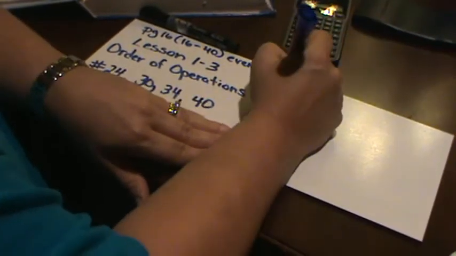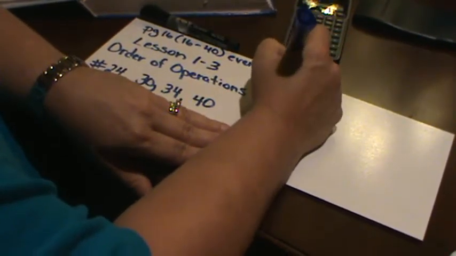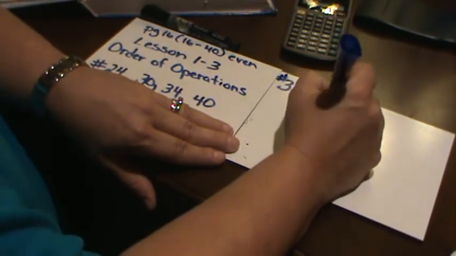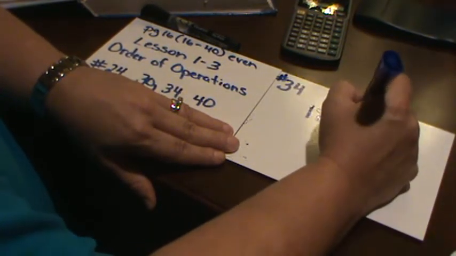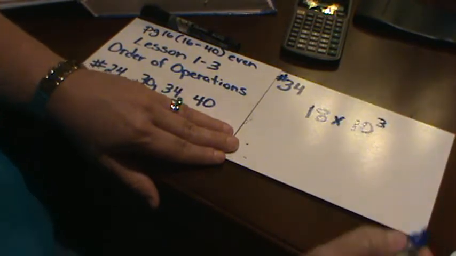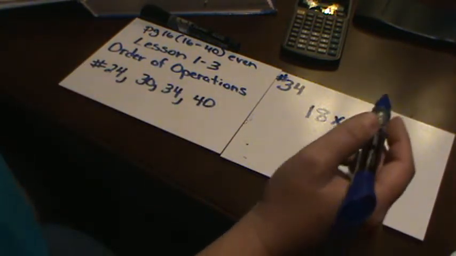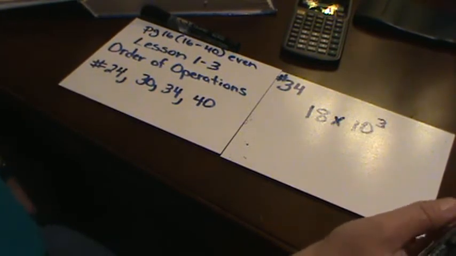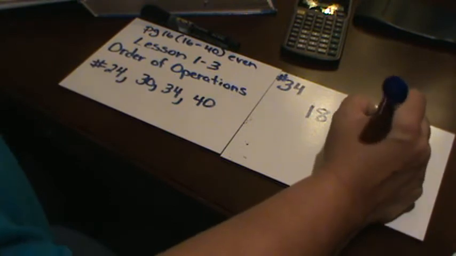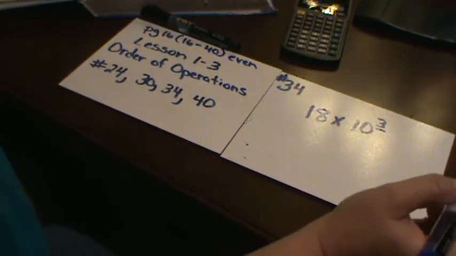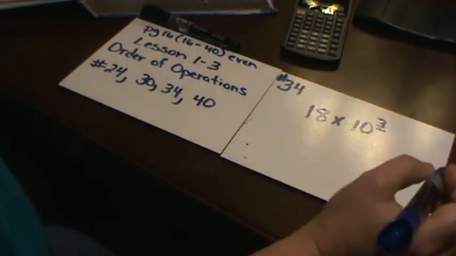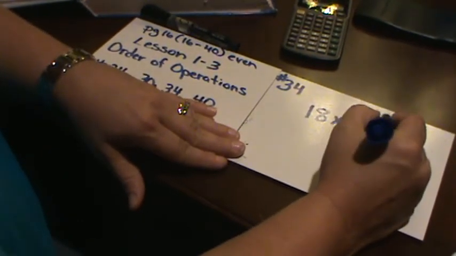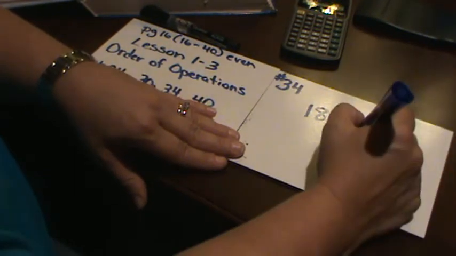The next one I'm going to do with you is number 34. Number 34, we have 18 times 10 to the third. And this is an interesting problem because there's a little trick you can use when you have 10 to any exponent. You can look at the exponent and that tells you how many zeros it will be. So I don't have to put that one in the calculator because all I have to do is write a 1 and then put 3 zeros.